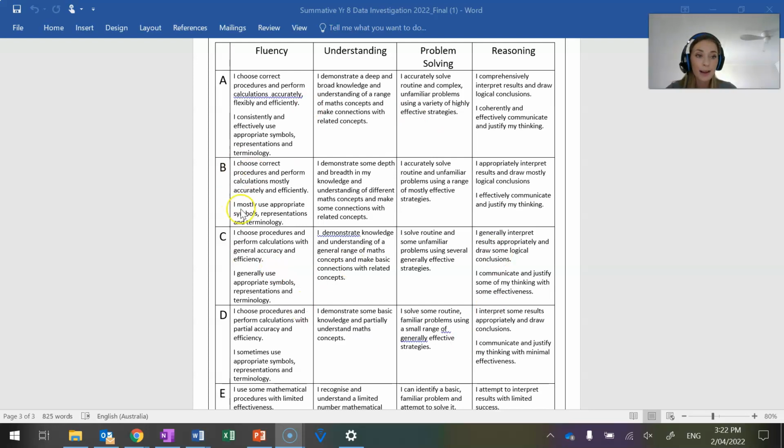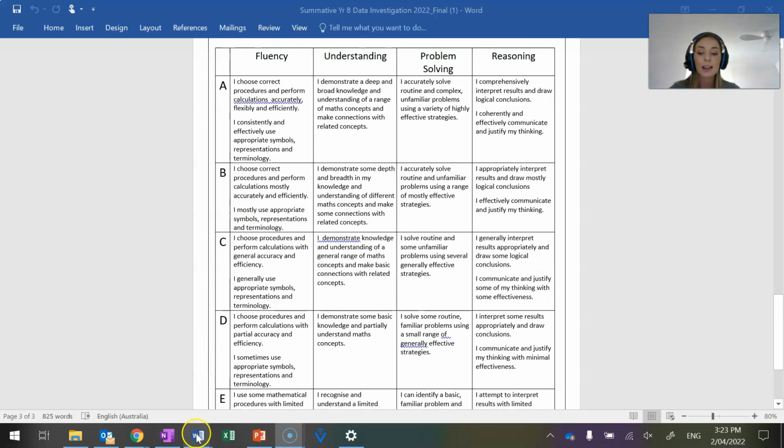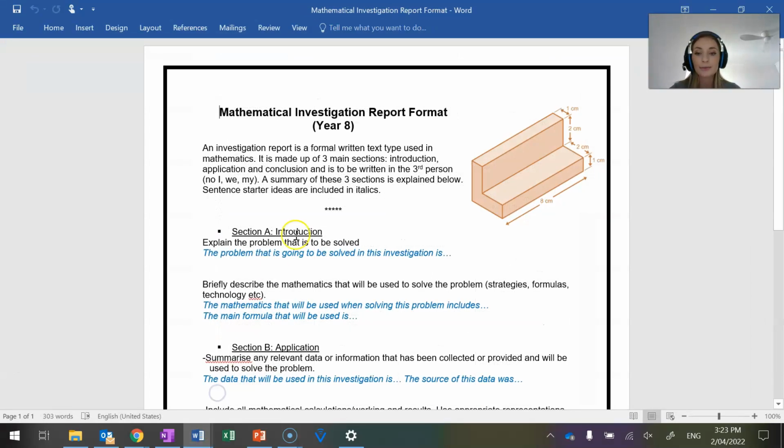We will go through this in class, and you'll have a chance to peer review and peer mark each other's work and receive feedback in class. Let's have a look at the structure now.